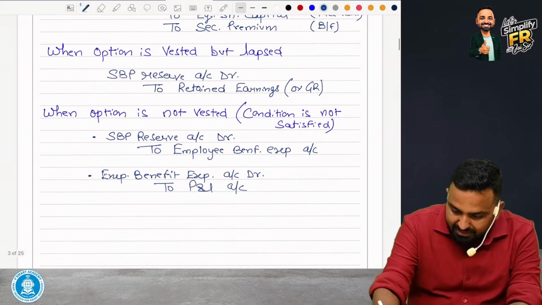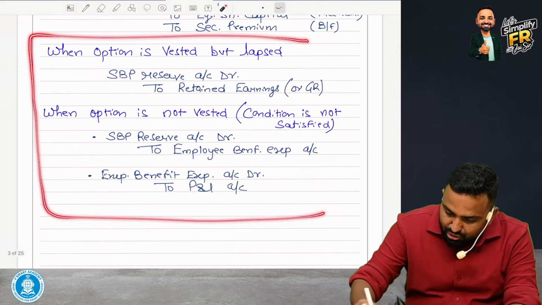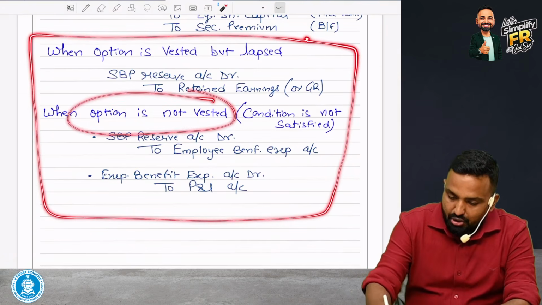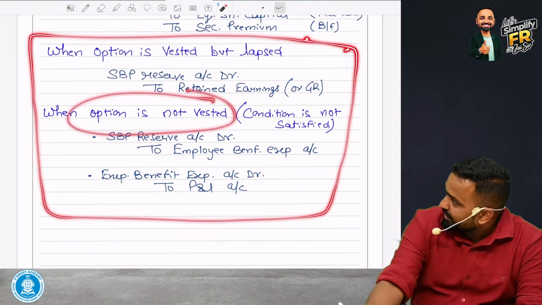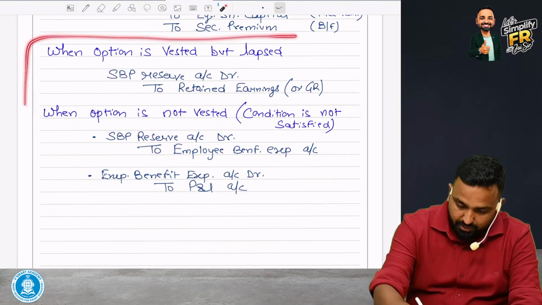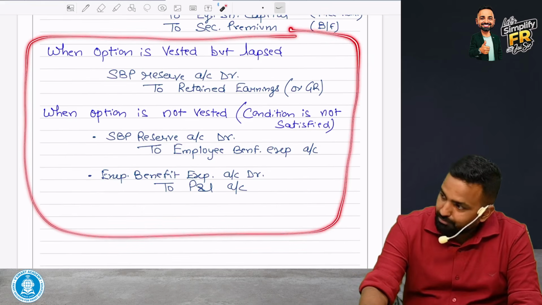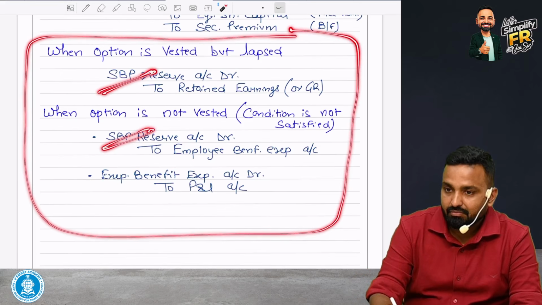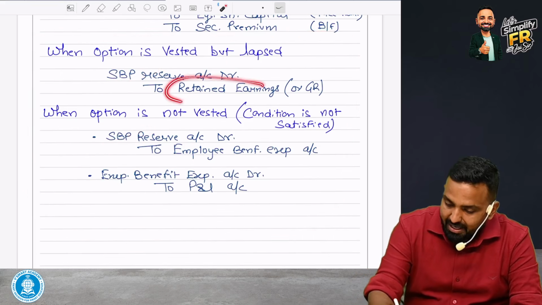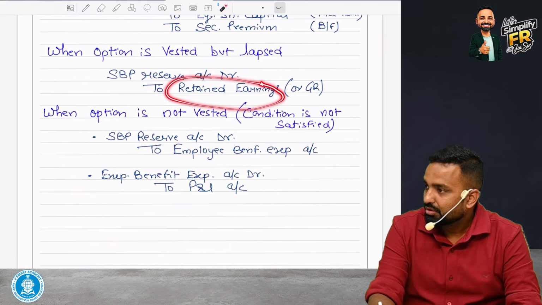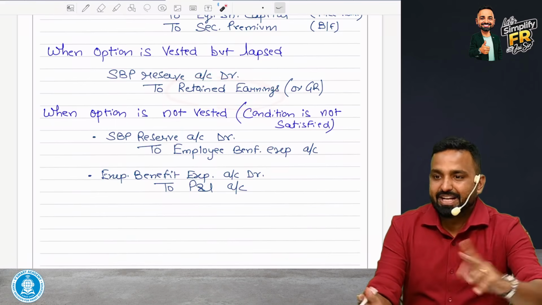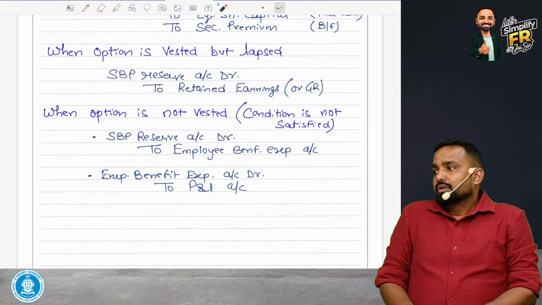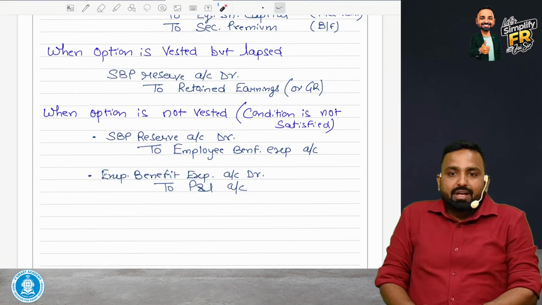So can you please identify these last 2 points? Option vested but lapsed, and option not vested. In both cases, SBP reserve is debited. But in one case, it is debited and credited to another account. You are not reversing your expense. But in the second case, the company is reversing its expense. Why?